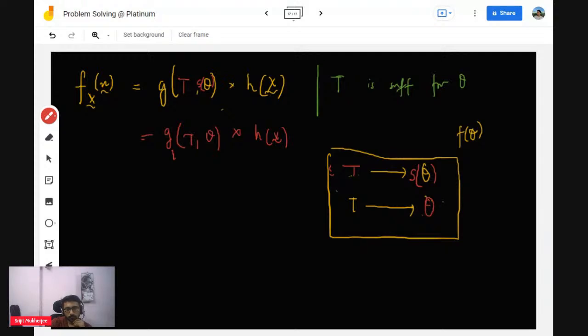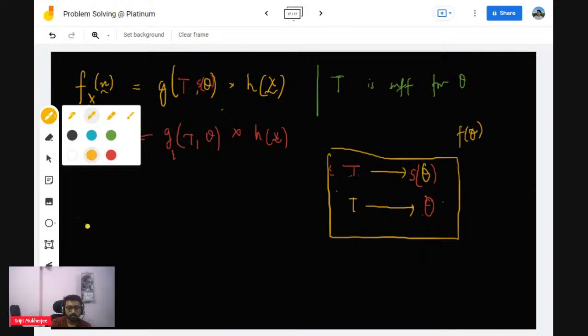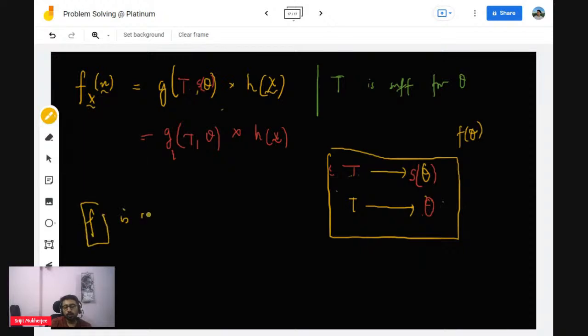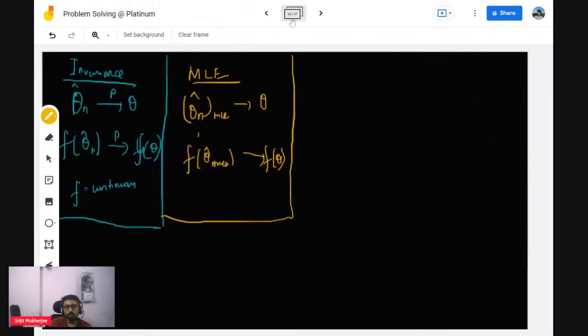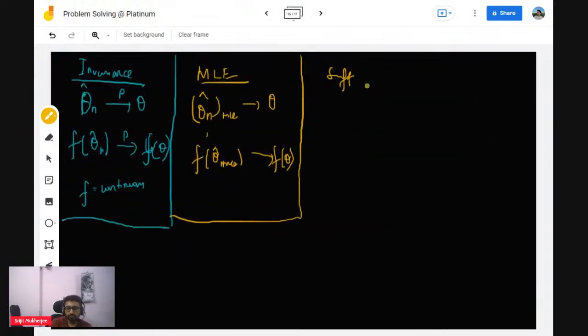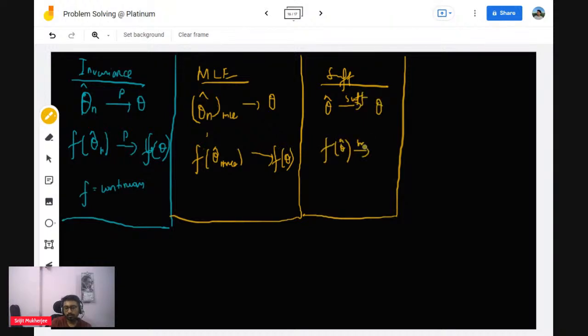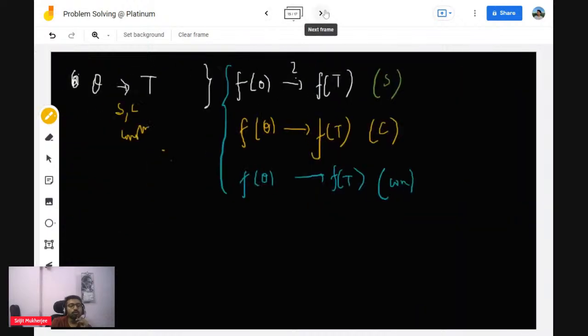For an invertible function, it is working. Yeah. So we can only tell this if f is invertible. If f is one to one, we can say this, not otherwise. Sufficiency for f of theta holds if f is one to one.